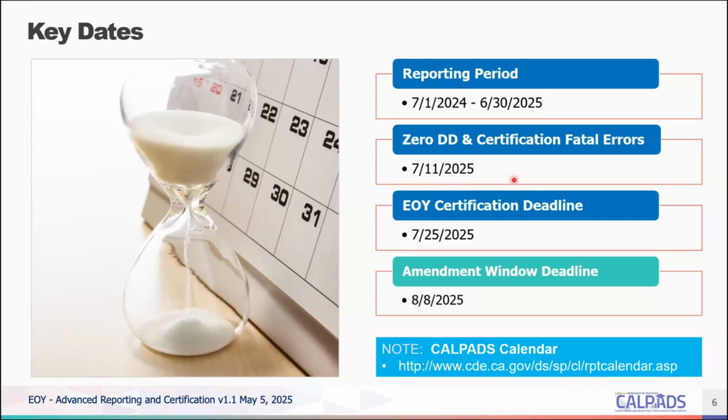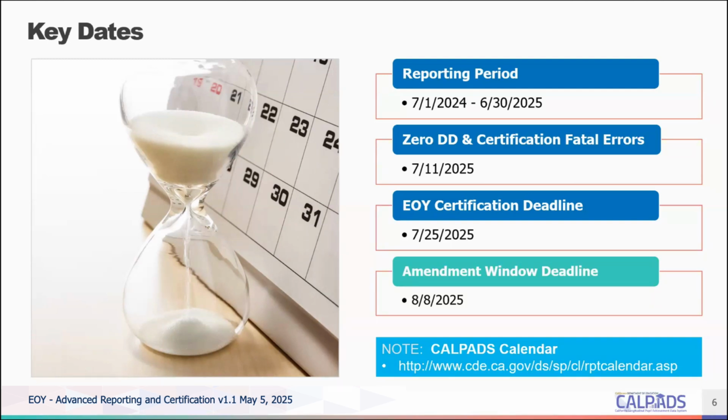And we do have an amendment window deadline of August 8th. So that's the final amendment deadline, which is 1 week earlier than the prior year. And this is to accommodate the earlier deadline for the posting of the California School Dashboard.